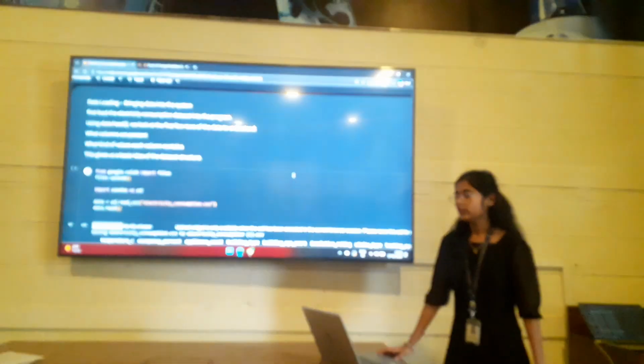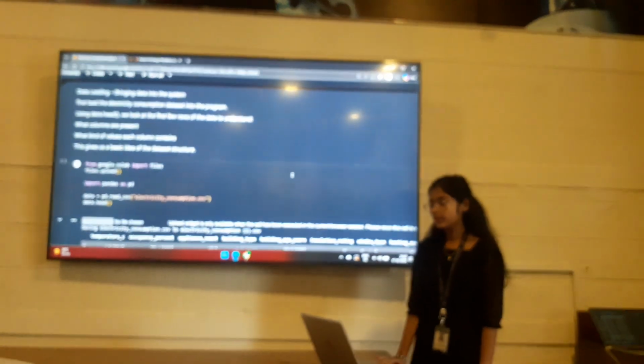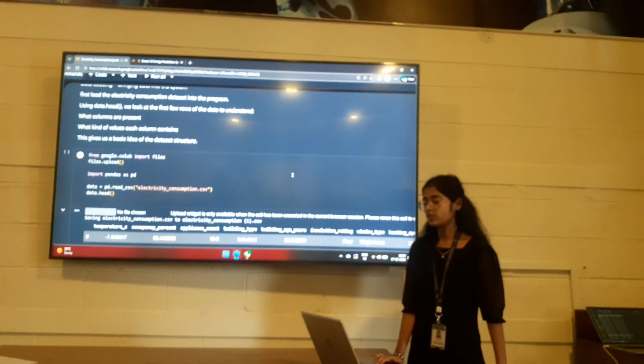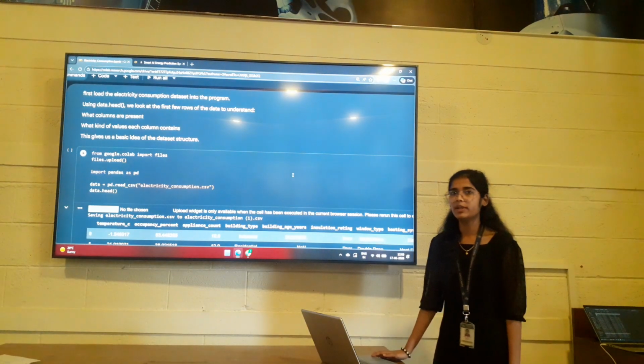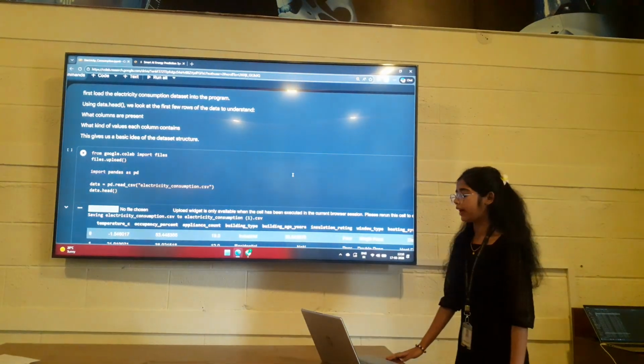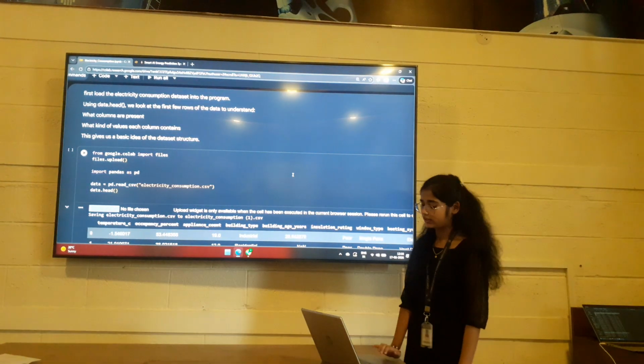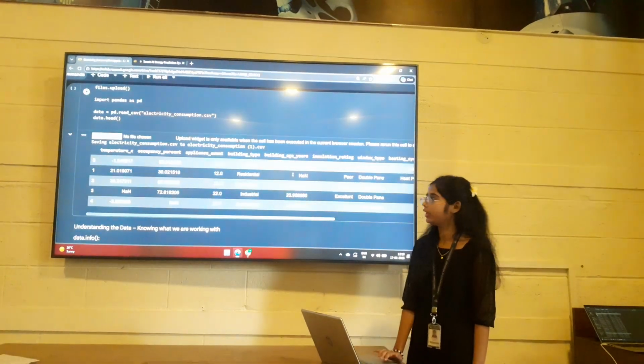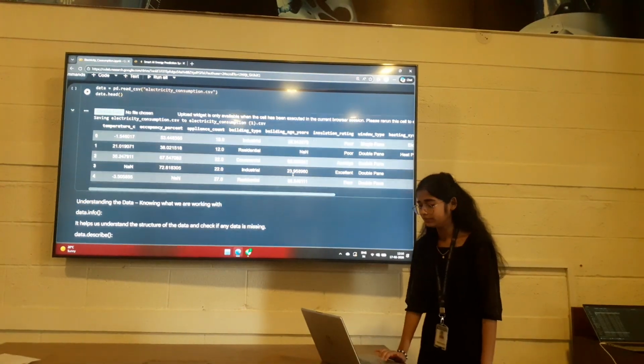First, I loaded the data, that is, bringing data into the system. Using data.head, we look at the first few rows of the data to understand what columns are present and what kind of values each column contains. This gives us a basic idea of the dataset structure. These are my datasets which I have loaded.